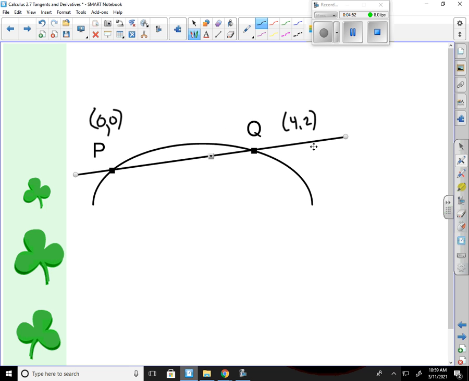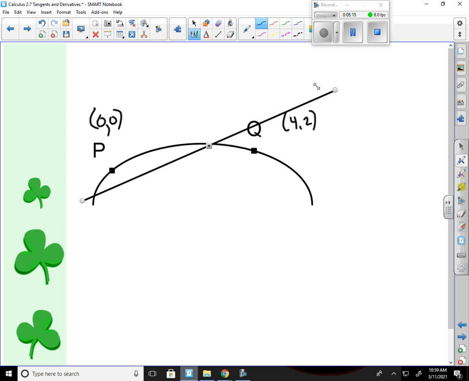But the problem with the tangent line is that we don't know what other point this would be going through in order to use the slope formula, doing like 2 minus 0 over 4 minus 0. So you can't use a slope formula for that because I'm only going through one point.